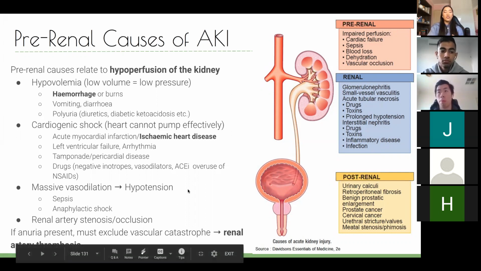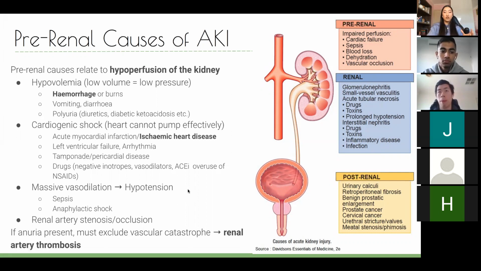So you can have systemic hypovolemia. If you just have low blood volume, then it makes sense that you're also going to have low blood volume in the kidneys, and so you're going to have less perfusion there. Causes of that include big hemorrhage or massive burns, where you lose a lot of fluid through the skin, vomiting or diarrhea on a very big scale, or polyuria on a very big scale again.